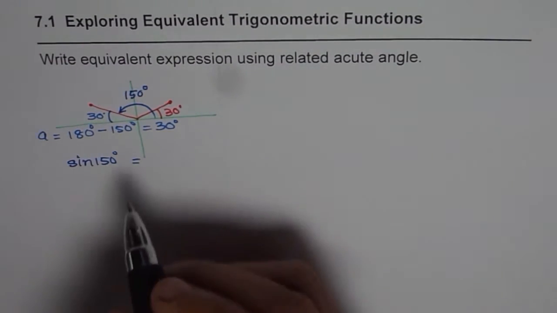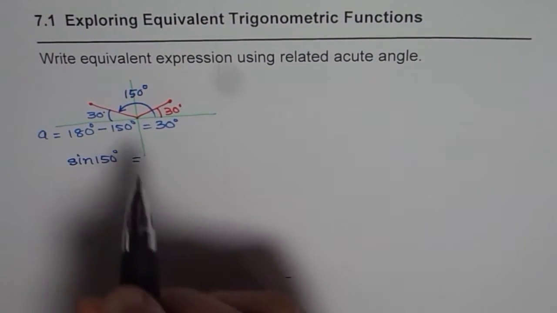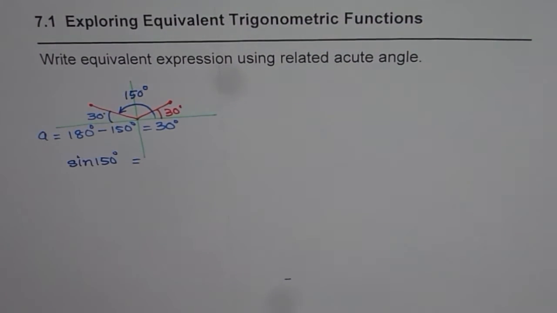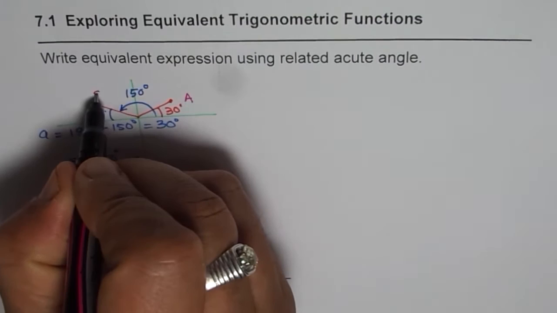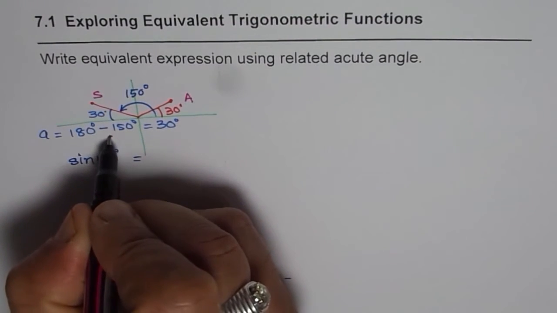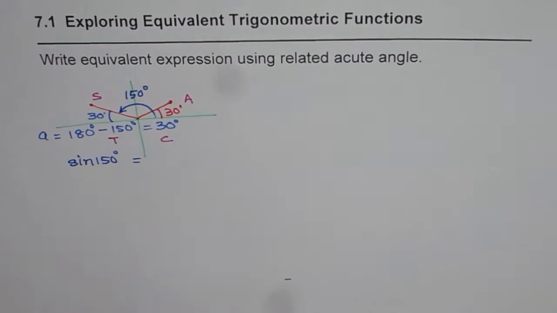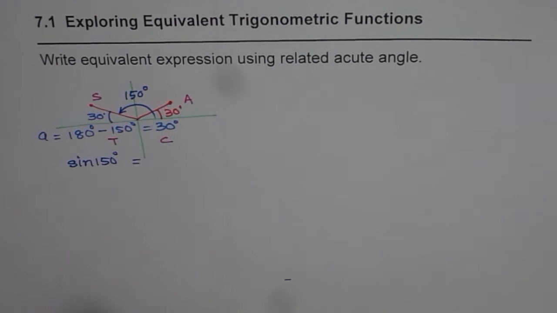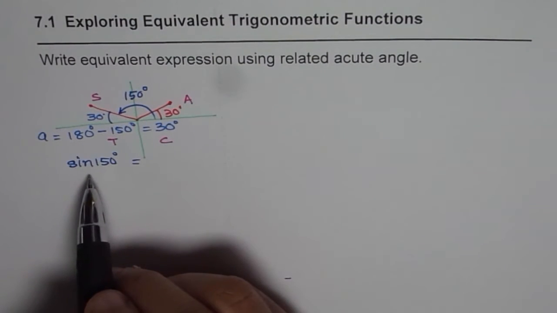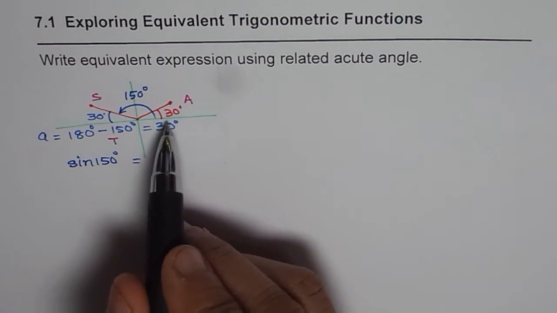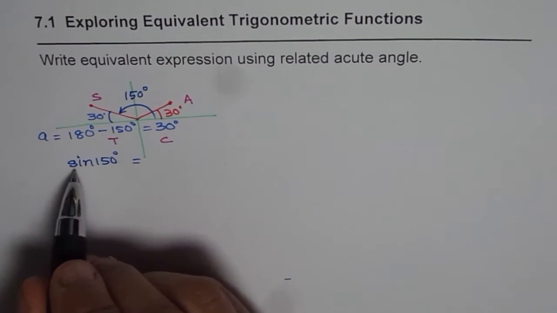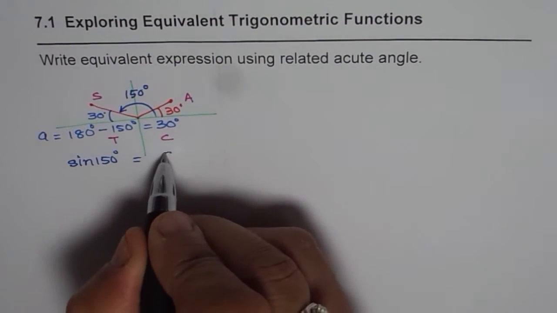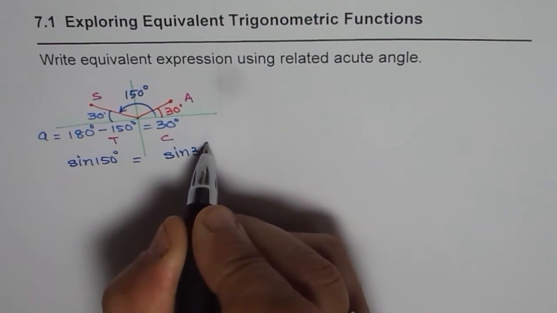Now, sine of 150 will be positive since we are in quadrant 2, correct? Now, all are positive in quadrant 1. In the second quadrant, sine is positive. In the third, tan is positive. And in the fourth, cos is positive. Now, since sine is positive in quadrant 2, the related acute angle equivalent will also be positive. It has to be positive, right? For any angle less than 90 degrees, all trigonometric expressions are positive. Now in this particular case, we can write this as sine of 30 degrees.